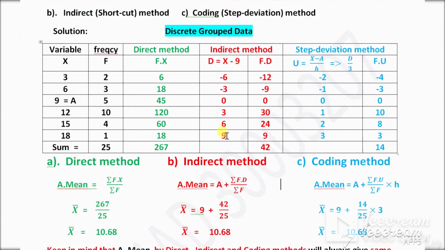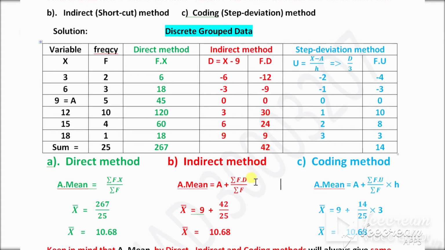Now this is d. But we have to find further f multiplied by d. So this d deviation column is multiplied with f. So 2 multiplied by minus 6 is minus 12. 3 multiplied by minus 3 is minus 9. 5 multiplied by 0 is 0. 10 multiplied by 3 is 30. 4 multiplied by 6 is 24. 1 multiplied by 9 is 9.